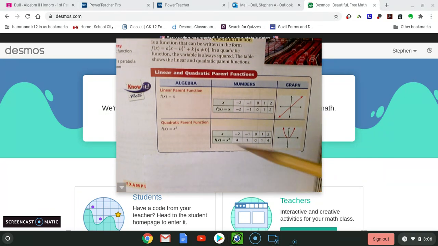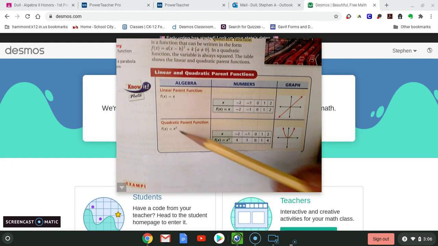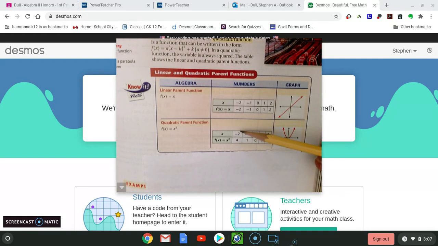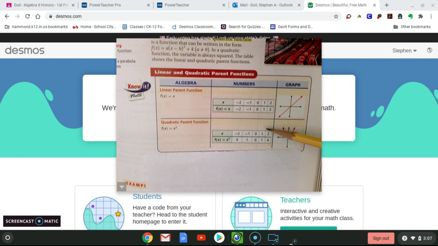Our quadratic parent function is f of x equals x squared, and it's going to be this U-shaped graph that has its vertex at the origin. So if we use -2, -1, 0, 1, and 2 for our inputs, we get (-2, 4), because -2 squared is 4. -1 squared is 1, so that's a point that's on the curve. (0, 0), and then 1 squared is 1, 2 squared is 4.